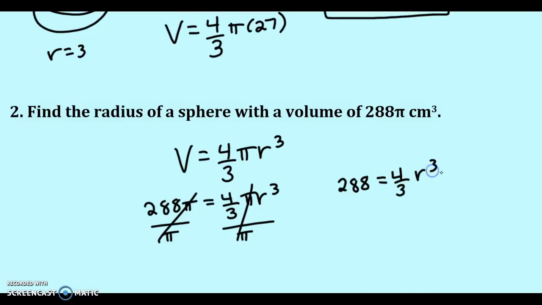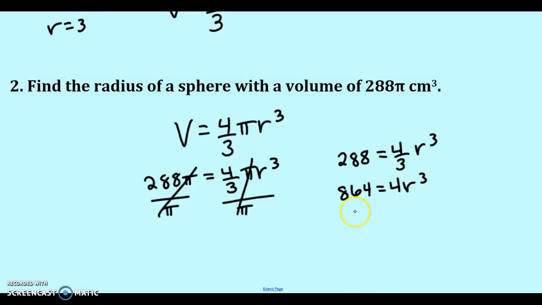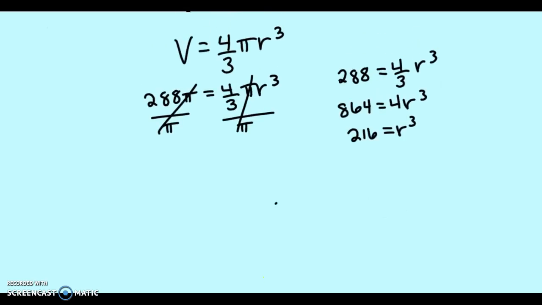Then I want to multiply both sides by 3 to get rid of the 3 in the denominator on the right. So I multiply 288 by 3 and I get 864 is equal to 4r to the third. Then I want to divide both sides by 4, and that leaves me 216 equals r to the third. Now this is something that you haven't seen before.